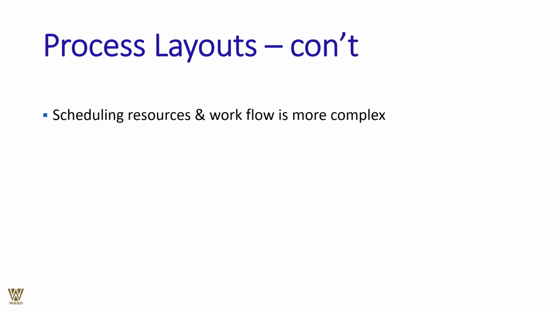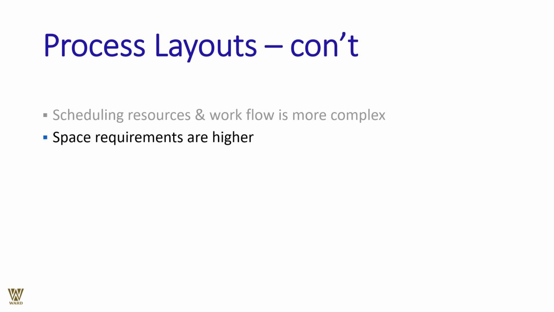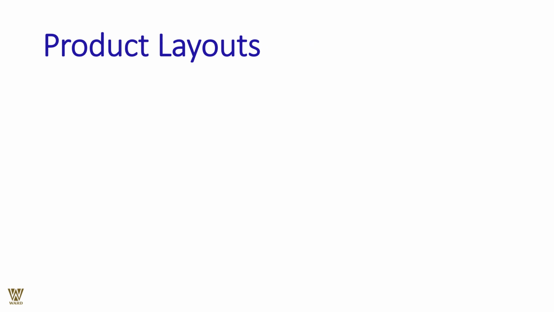Scheduling resources and workflows is more complex in a process layout, because we need to understand that if there is a bottleneck in one of the operational steps, it affects the rest of the workflows altogether. So scheduling becomes more complex. Space requirement is definitely higher, because it is all about the process that we are looking into.